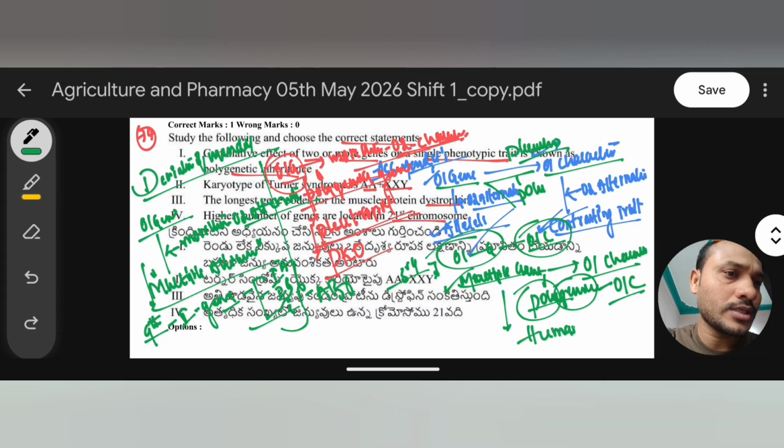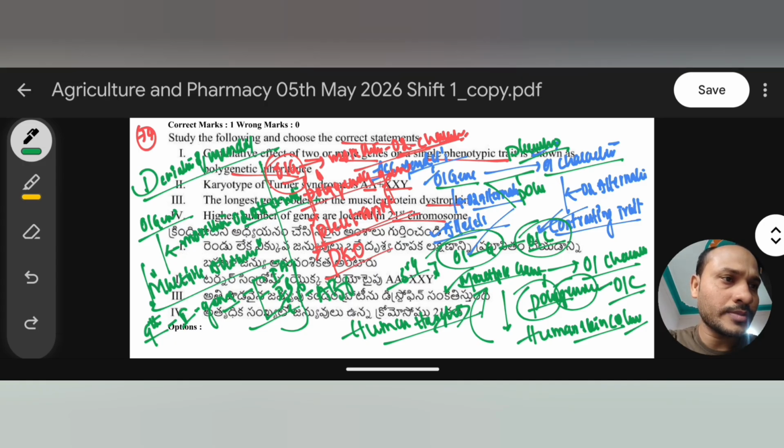See, human skin color. Why? Because not all human beings have the same skin color; we have different skin colors. That difference is due to polygenic inheritance. Not only that, even human height: no two individuals have the same height, we have different heights. So human height is also an example of polygenic inheritance. This is all about the important concepts related to these statements.